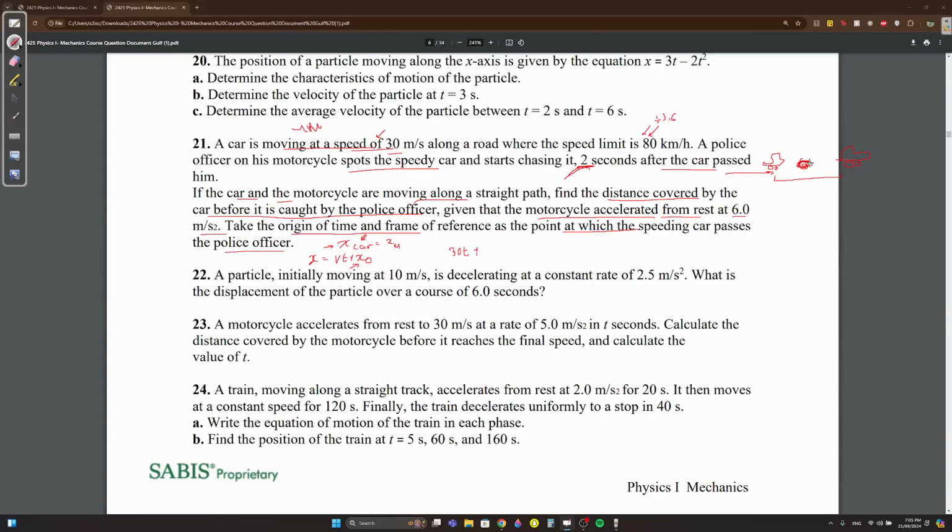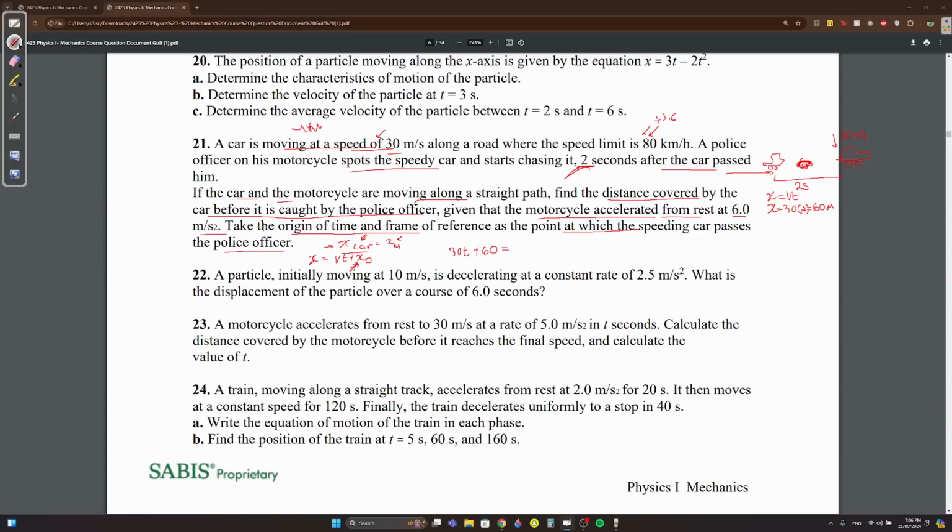So we need to find how much distance was traveled in those 2 seconds. We know that x is equal to the velocity times the time. The velocity, we know he's traveling at 30 meters per second, from the question. In those 2 seconds, he traveled 60 meters. So that means the car's initial position was 60 meters ahead of the police motorcycle. So this is the x of the car.